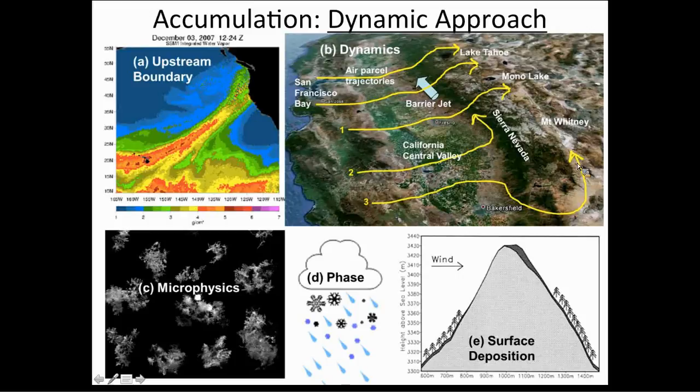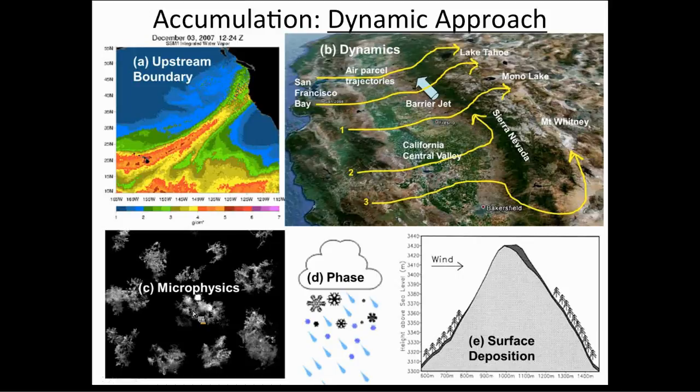This is a map of integrated water vapor, and basically these are narrow streams of very intense moisture that come and pound on the west coast. Once that stream of moisture lands, you see in B, we need to really think about the dynamics of the system. I've drawn here in yellow a number of different air parcel trajectories.